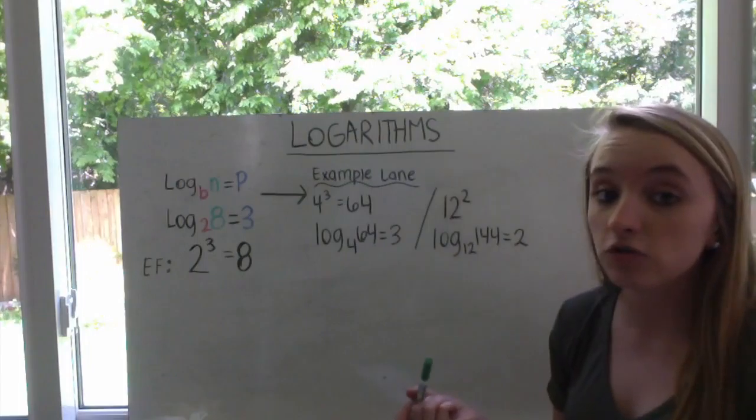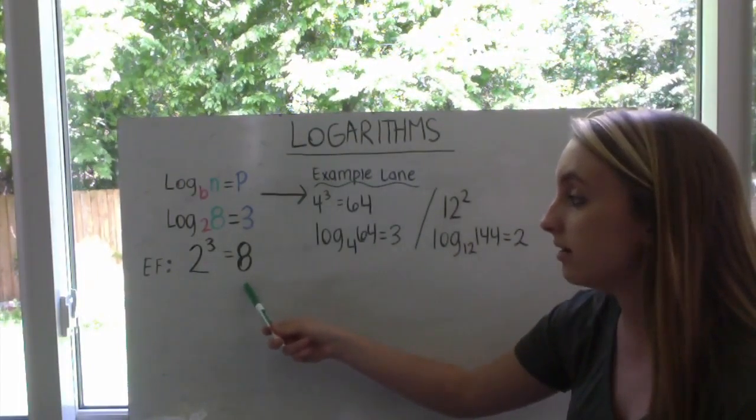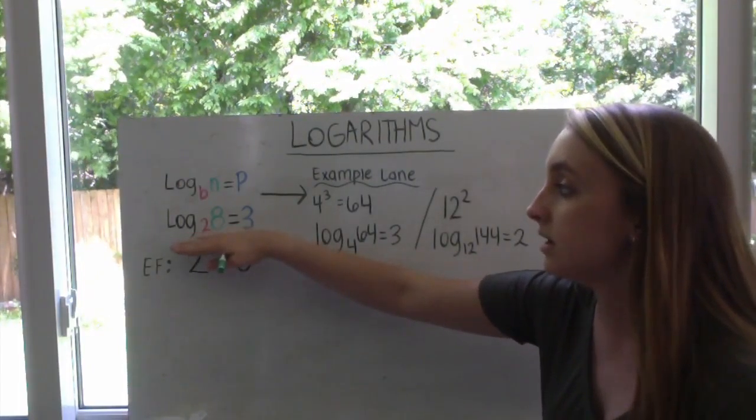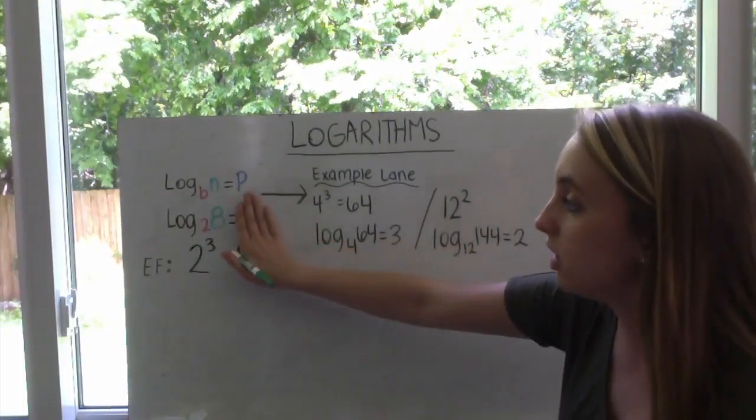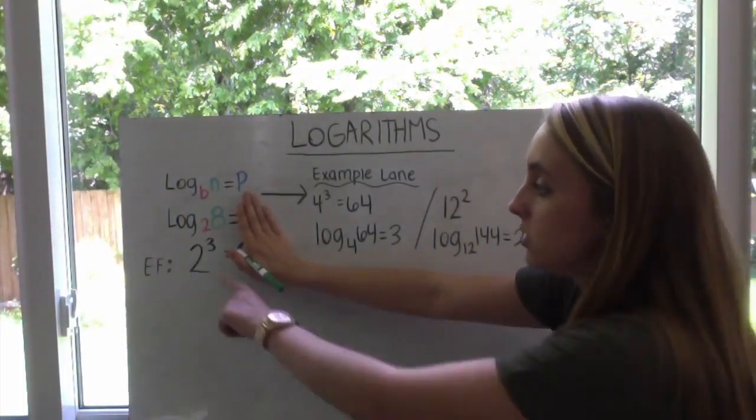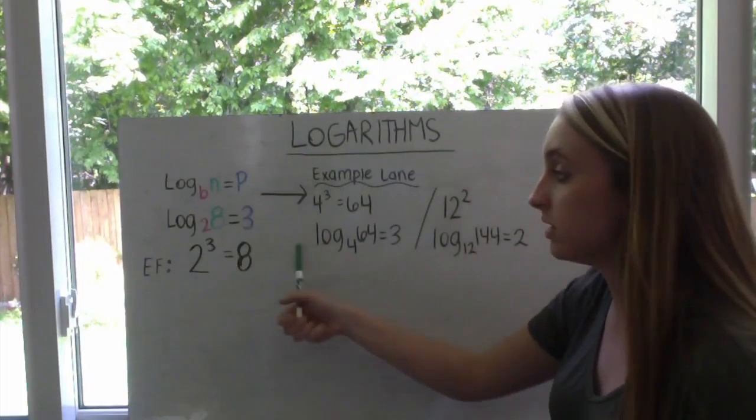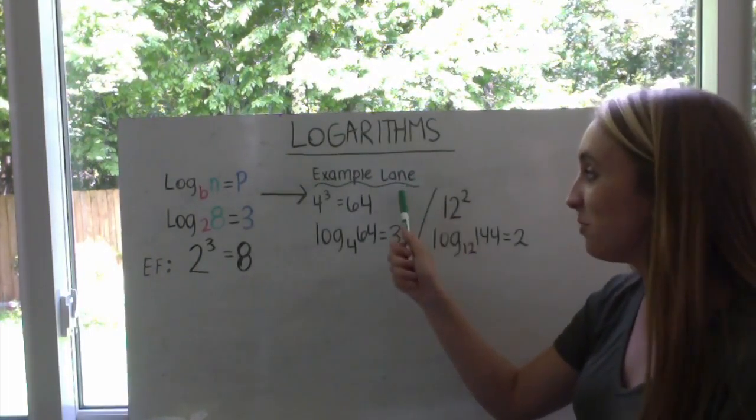And then if you had to write that in exponential form, it would be 2 raised to the third is equal to 8. So whenever you see a logarithm written like this, and then you have to solve, and the 3 isn't there, you're just going to assume, okay, what is 2 raised to get 8? And the answer is 3. So let's drive on over to example lane here.